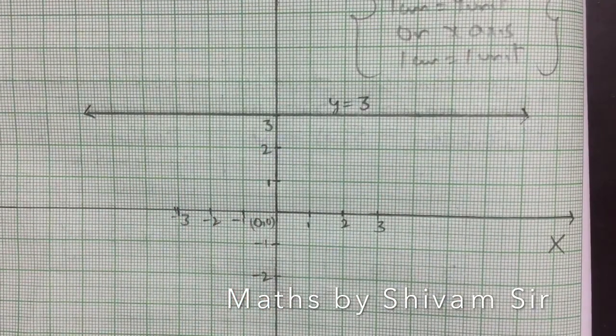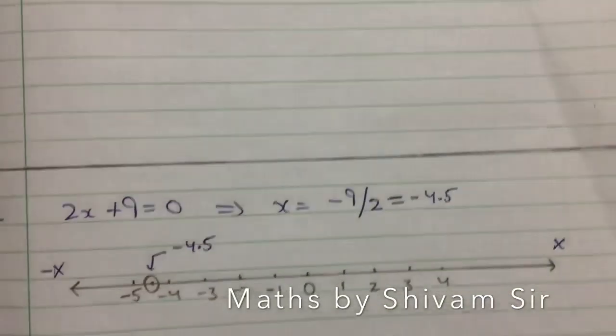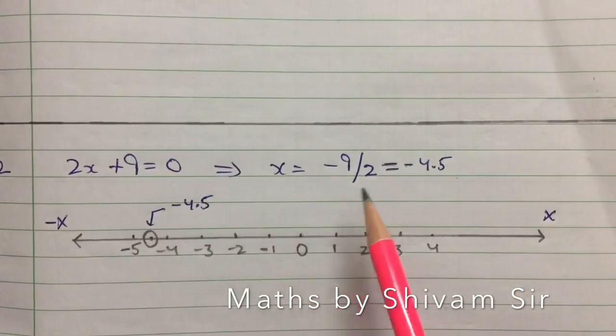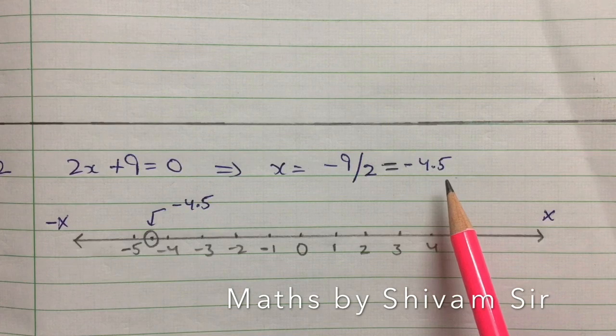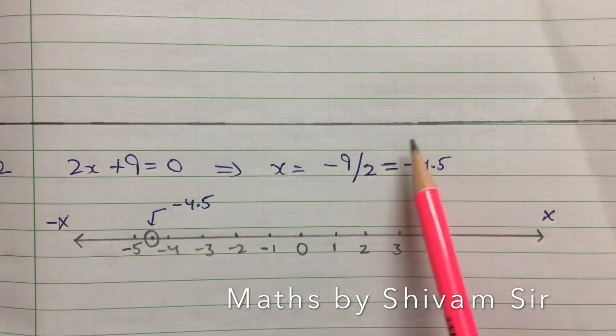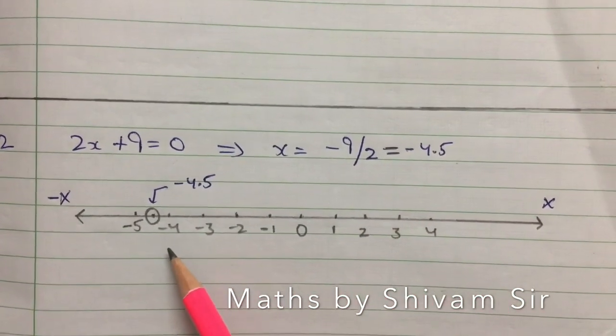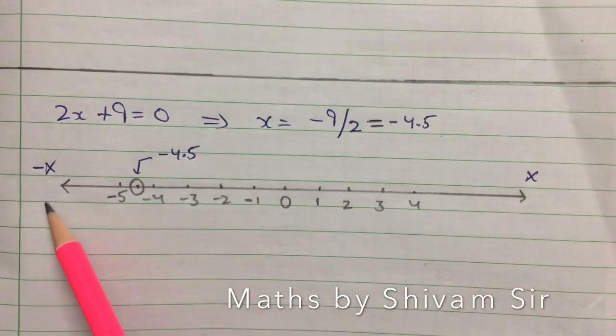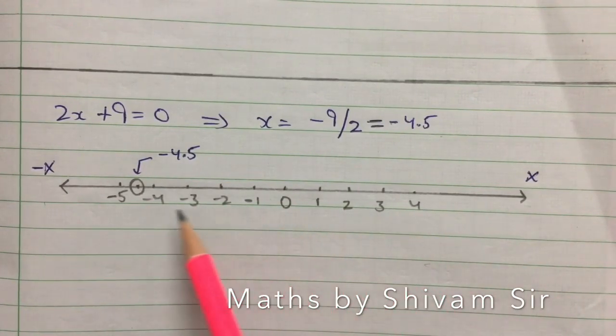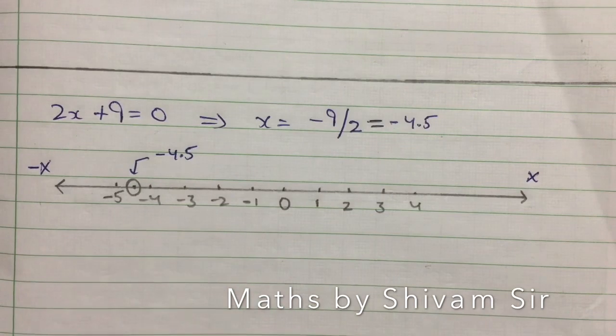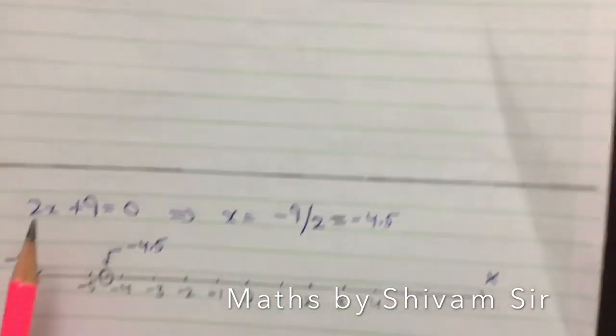Next, give the geometrical representation of 2x plus 9 is equal to 0. So if 2x plus 9 is equal to 0, we can say x is equal to minus 9 by 2 or minus 4.5. So represent this minus 4.5 on a number line. In this way I have represented plus x, minus x, take equal gaps. So minus 4.5 is this one. In two variables, if you have to represent it, draw its graph.